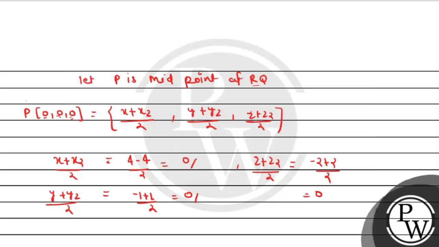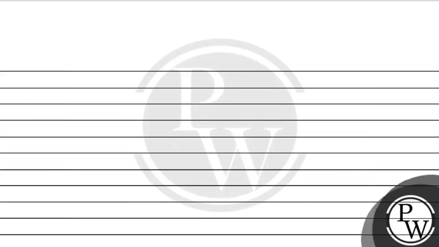So, calling these our equation number first, second and third, we can now say that from equations 1, 2 and 3, P is the midpoint of RQ. Okay, so this will be our answer. I hope you all understood it. Thank you and all the best.